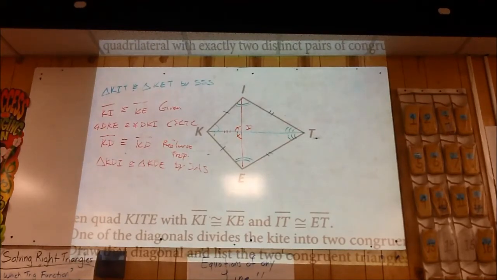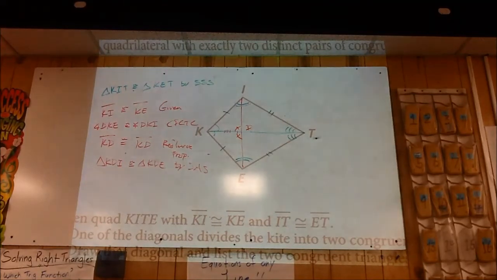So they give us the first three properties. The first one, exactly two pairs of consecutive sides are congruent. How do we know that? Not a trick question. How do we know that all kites have exactly two pairs of consecutive sides that are congruent? It's the definition.